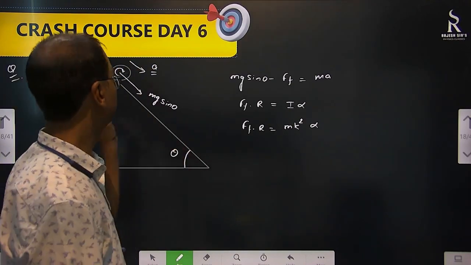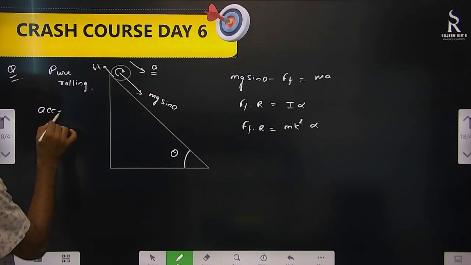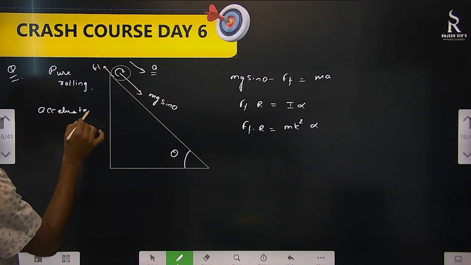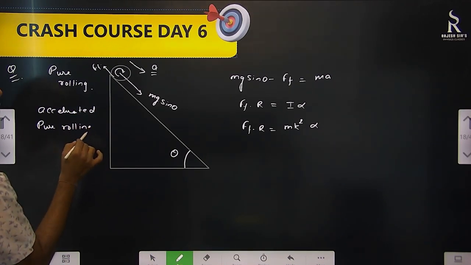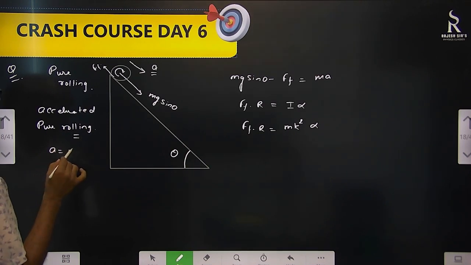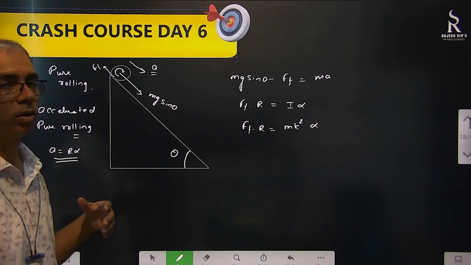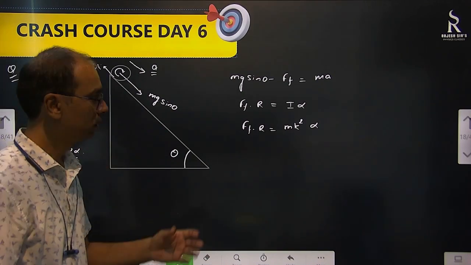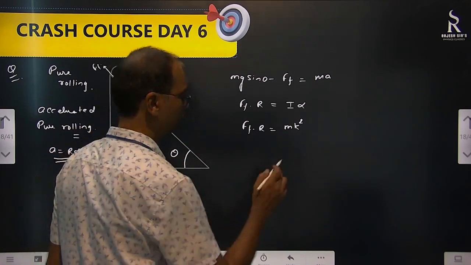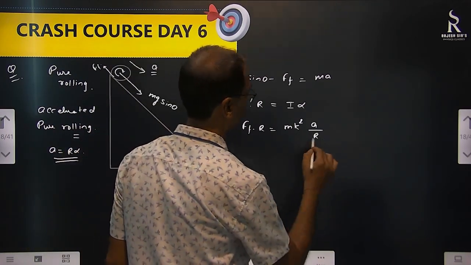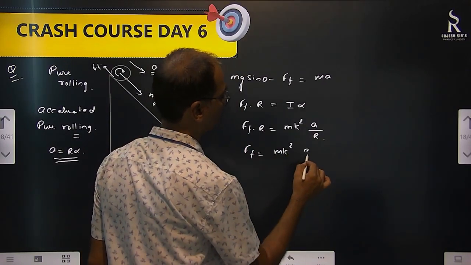So force of friction into R equal to mk square into alpha. And I told you this is in pure rolling. Which pure rolling is this? This is called accelerated pure rolling. Now the condition for accelerated pure rolling is what? A equal to R alpha, like V equal to R omega when we are not talking about acceleration. So alpha I can write as A by R. That means force of friction is mk square A by R square.